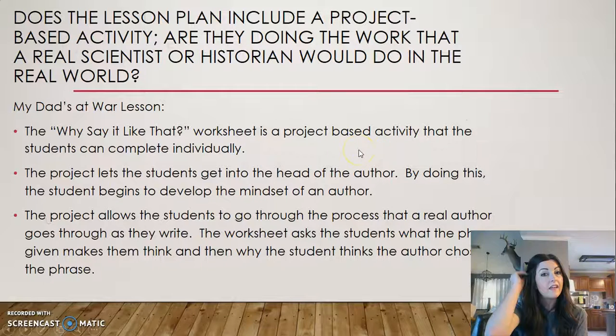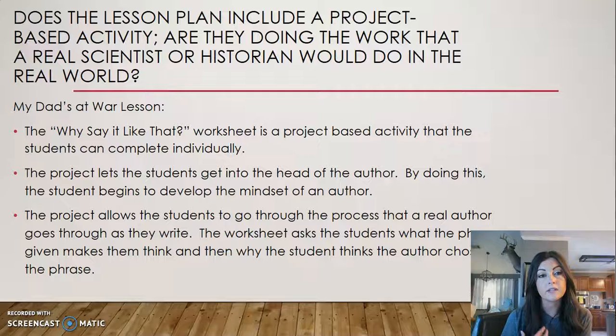The Why Say It Like That worksheet is a project-based activity that the students can complete individually. The project let the students get into the head of the author. By doing this, the student gets to develop the mindset of an author. The project allows the students to go through the process of what a real author goes through as they write. The worksheet asks the students what the phrase given makes them think, and then why the student thinks the author chose the phrase. And that's probably a similar thought process that an author uses.